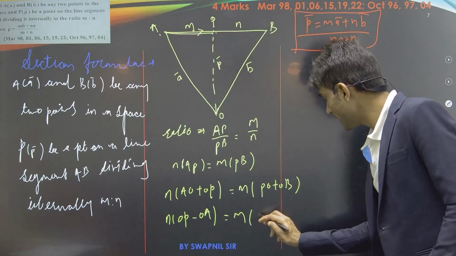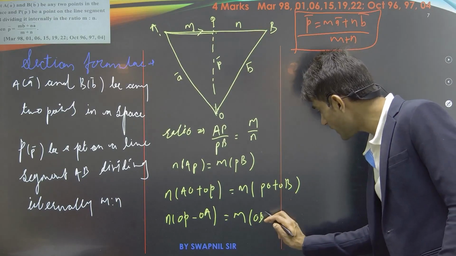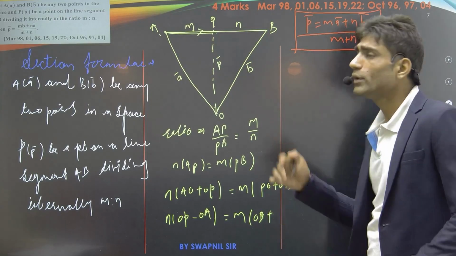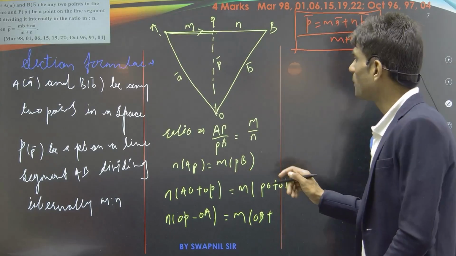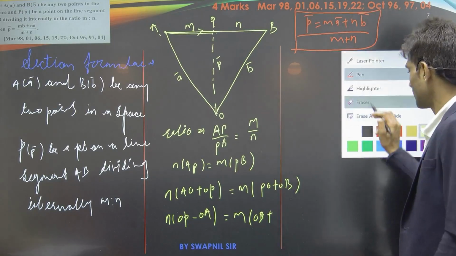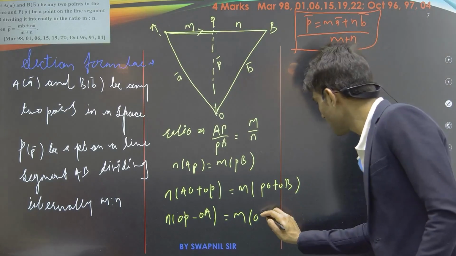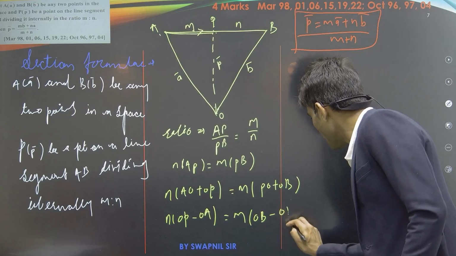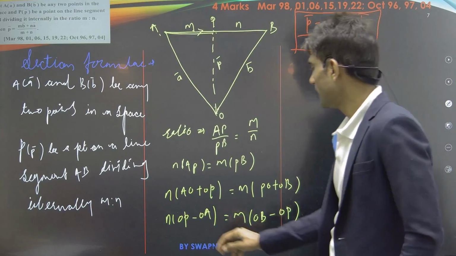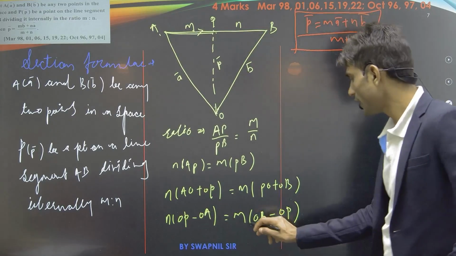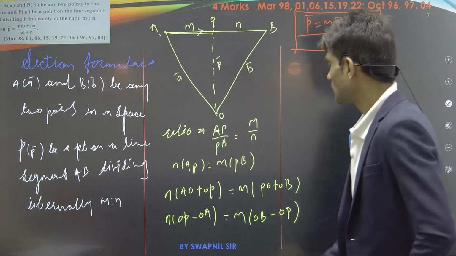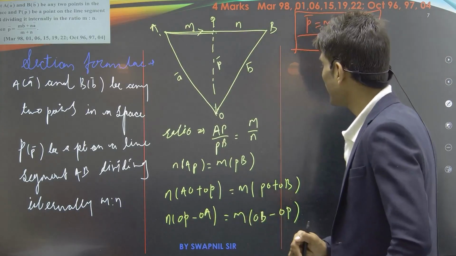Similarly OB can be kept as it is. So PO can be written as negative of OP. This one is n into (OP minus OA), m into (OB minus OP). So put their values: OP, OA, OB, OP.